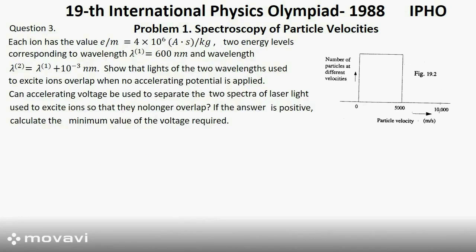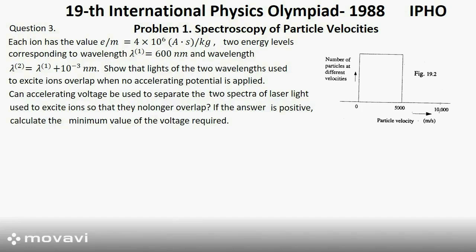Question 3. Given two energy levels of the ion, corresponding to wavelengths lambda 1 equals 600 nanometers and lambda 2 equals 600 plus 10 to the power negative 2 nanometers. For the sake of simplicity, the following sign notations will be adopted. The superscript in the bracket indicates energy level 1 or 2, as the case may be. The sign prime denotes the case when accelerating voltage is applied, and the subscripts H and L apply to absorbed frequencies, and also wavelengths, corresponding to the high velocity and low velocity ends of the velocity spectrum of the ion beam respectively.